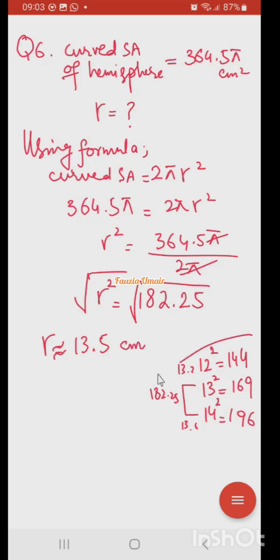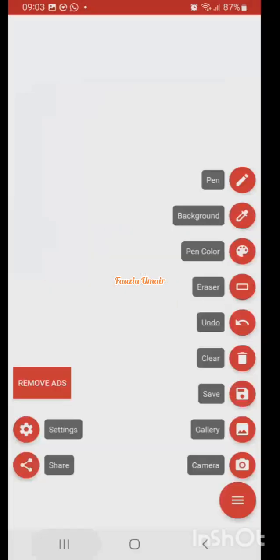All right. So if this kind of difference is there, we can still take it as the mid value. So R is approximately 13.5 centimeter. This is question number 6. So moving on to question number 7.